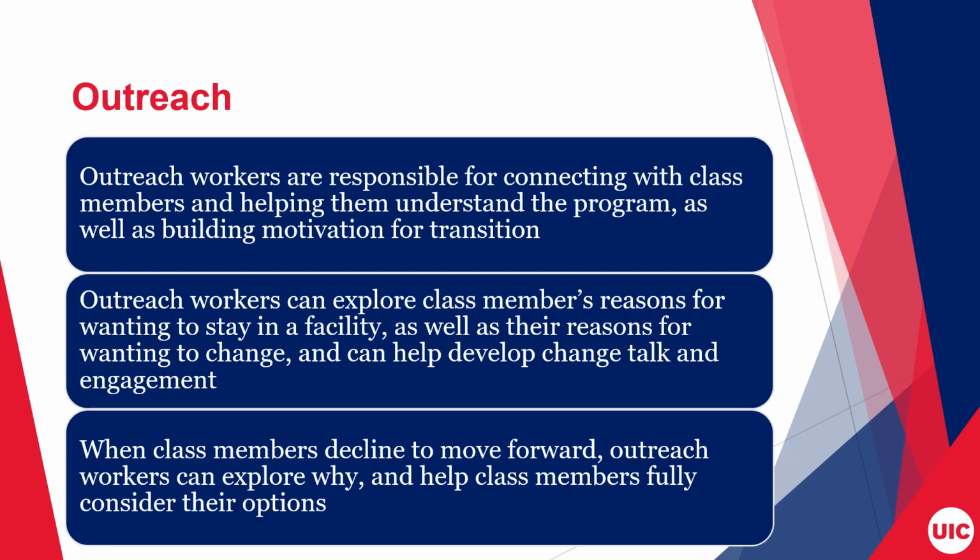As the first point of contact for most members, and the most likely to encounter members who are resistant to moving or reluctant to engage in the process, outreach workers must use motivational interviewing consistently in order to build class members' motivation for transition. When a class member declines outreach or declines to move forward with an assessment, outreach workers can use motivational interviewing to explore the reasons why and help elicit change talk. A thorough implementation of motivational interviewing with reluctant class members can help increase their interest in transition and change some declinations into decisions to proceed.